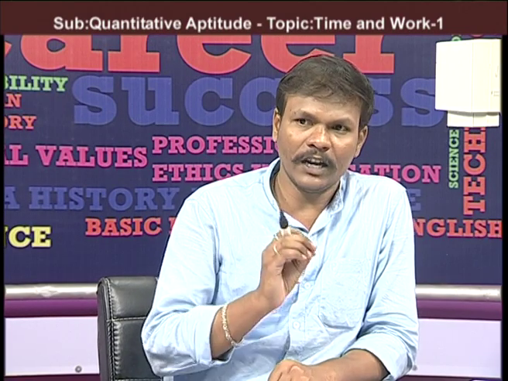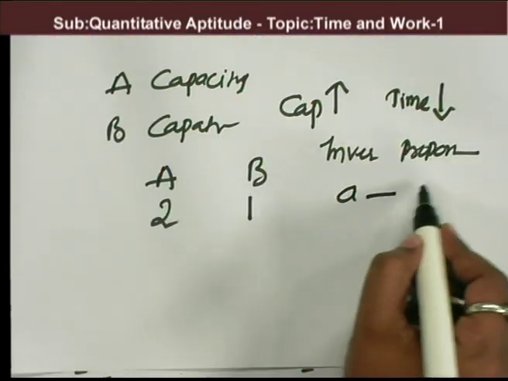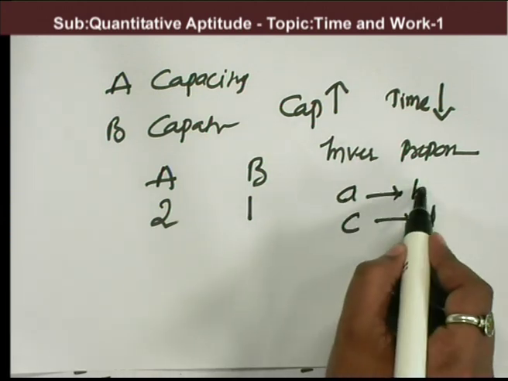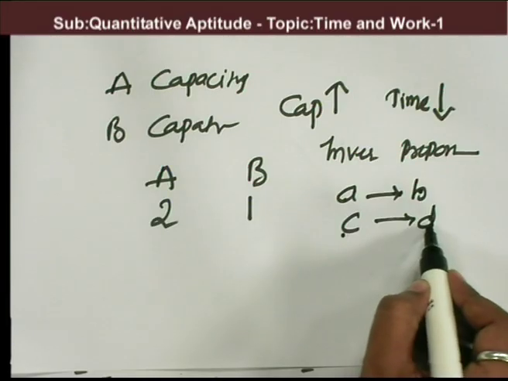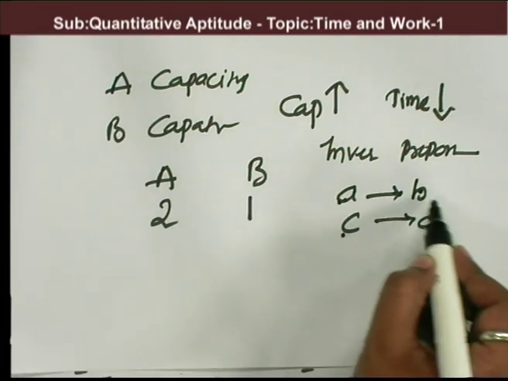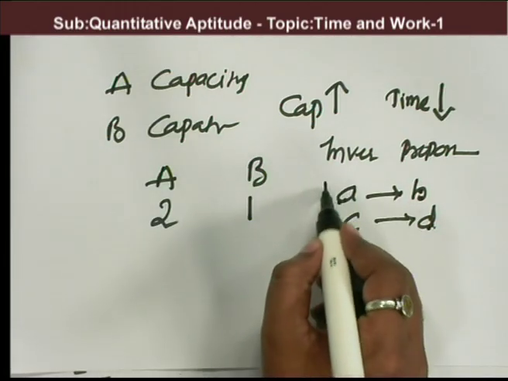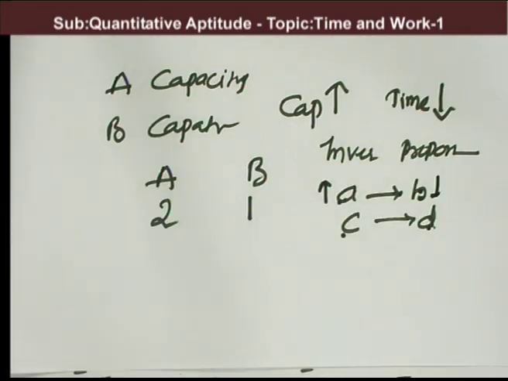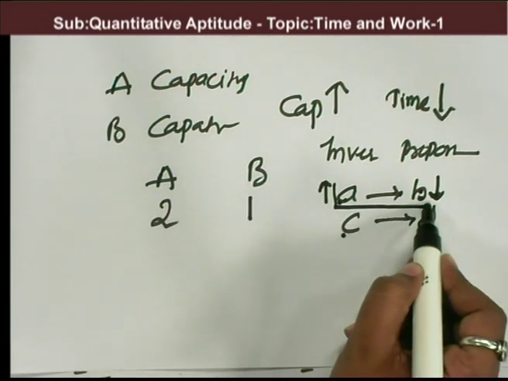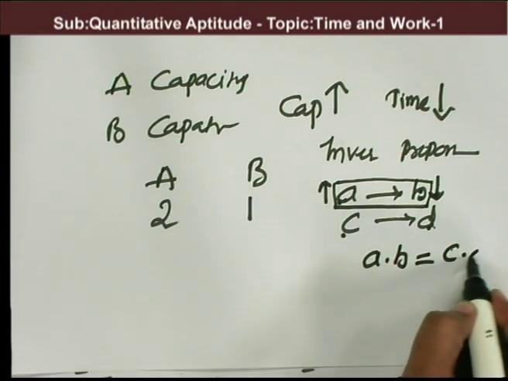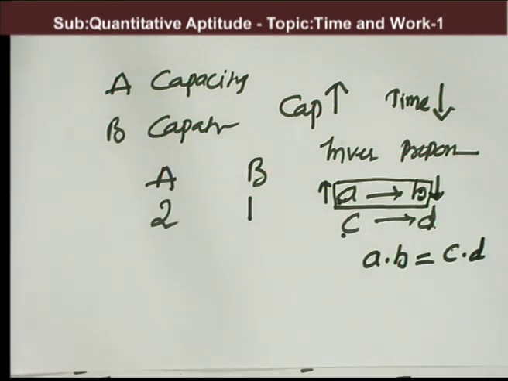In inversely proportional, if we have the quantities A to B, then C to D, that means A is the capacity and B is the working time, C is the capacity and D is the working time. So, one person's capacity is A, his working time is B. Another capacity is C, his working time is D. That means as capacity increases, days decrease. In this inversely proportional theory, we apply the multiplication of both: A into B is equal to C into D. This is what we are going to apply in this method.